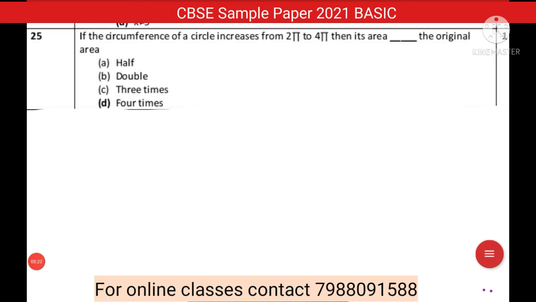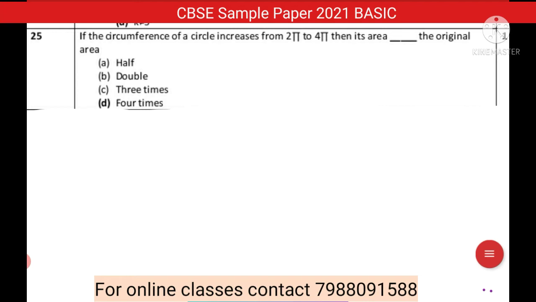Question number 25 is very interesting. It says circumference of a circle increases from 2 pi to 4 pi. That means it becomes double. Then area becomes how many times the original area? So let us first do it in detail, then I will tell you the shortcut.